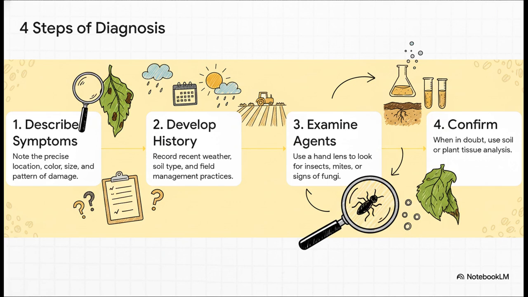First, describe the symptoms and be specific. Second, build case history. What has the weather been like? What's been sprayed? What's the soil type? Third, get down on your hands and knees with that hand lens and actually look for the bad guys. And finally, step 4, when in doubt, send it to the lab. A soil or tissue analysis is like getting forensic proof.